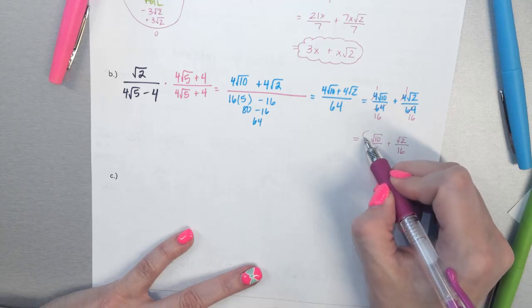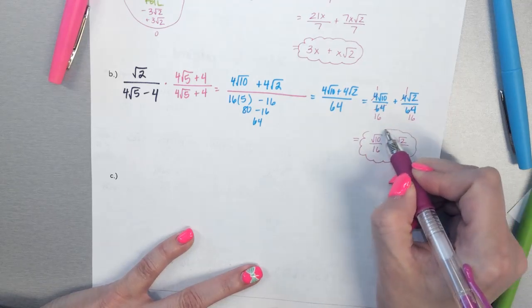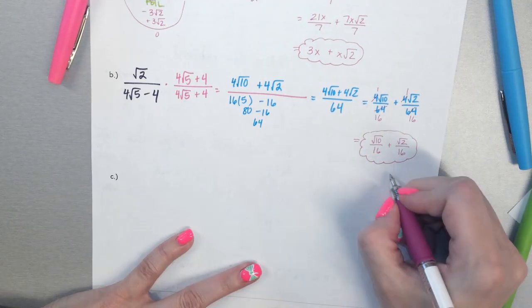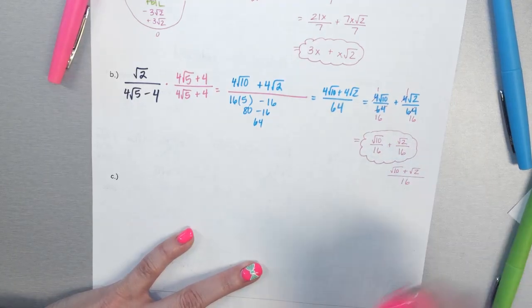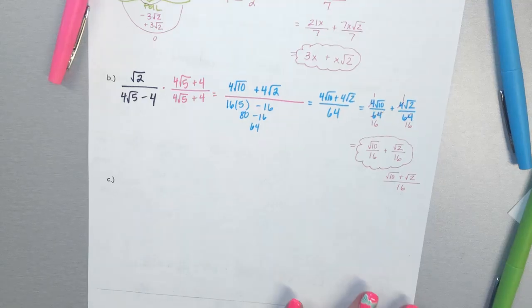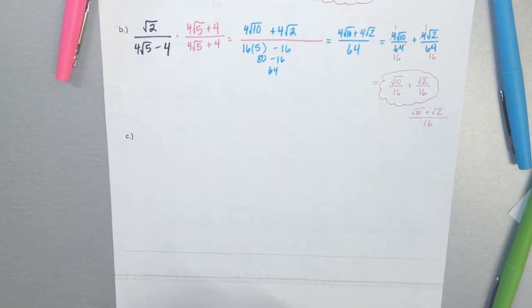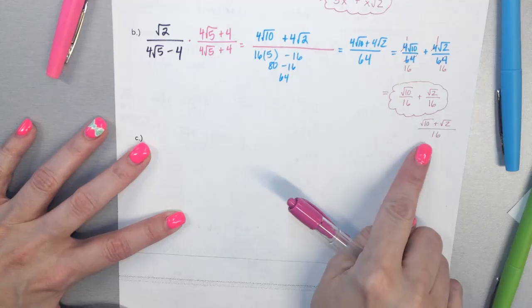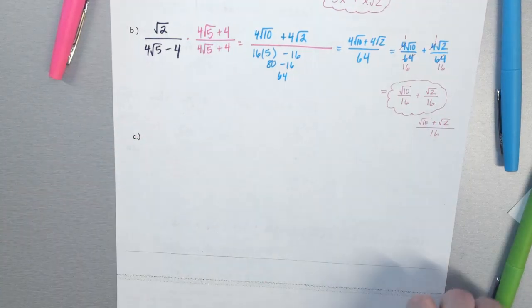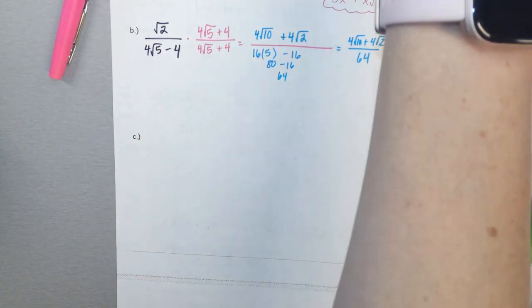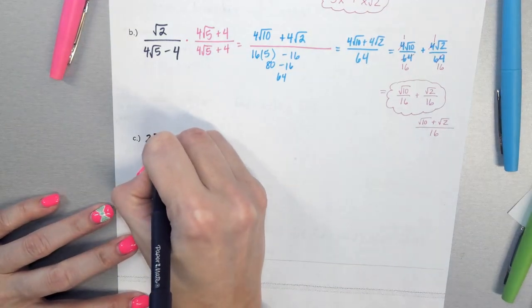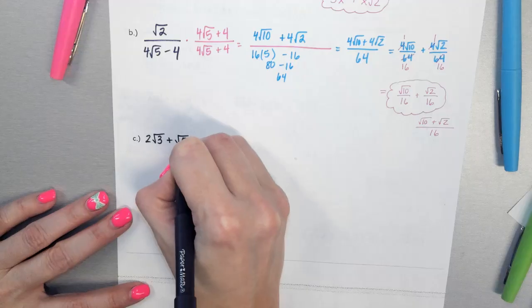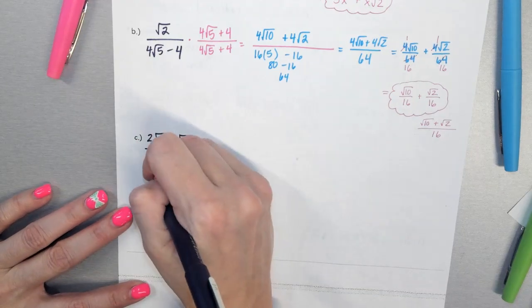Okay, and then if you want to write this as 1, that would be fine as well. Like you could write root 10 plus root 2 over 16. Okay, that would be correct. Okay, but you do need to make sure that you reduce it. Okay. All right. This is the last type that you will see.